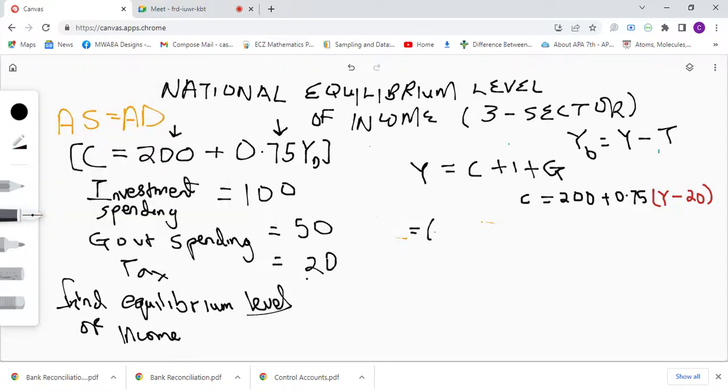So we'll say Y equals, put this in brackets, 200 plus 0.75, open brackets, Y minus 20, close brackets, plus investment spending is 100 million, plus government spending is 50 million.